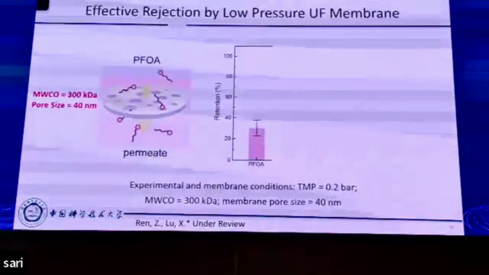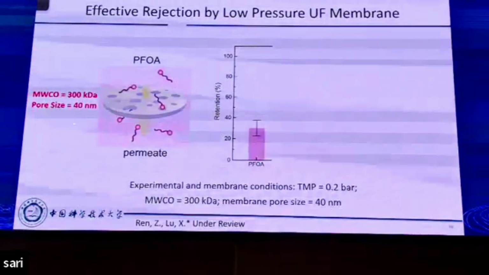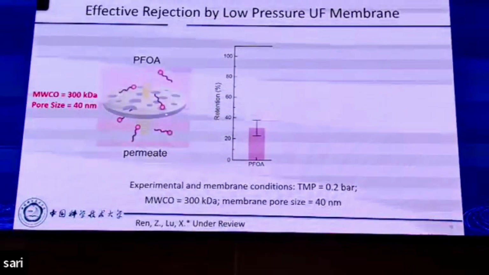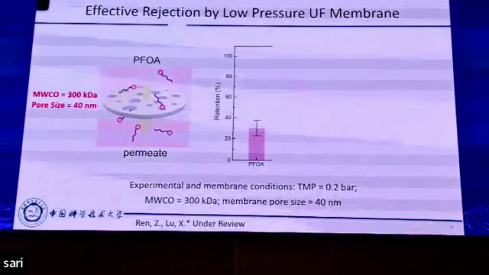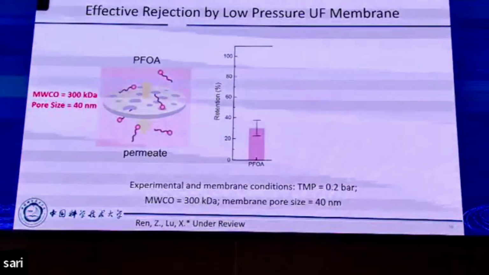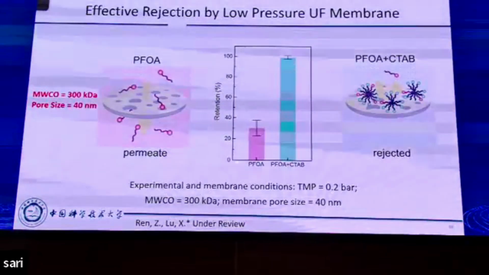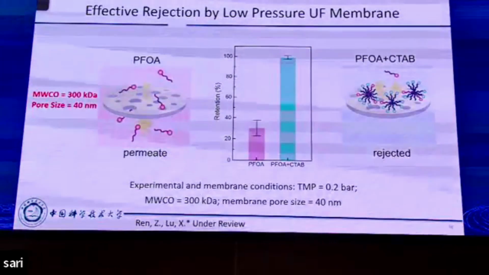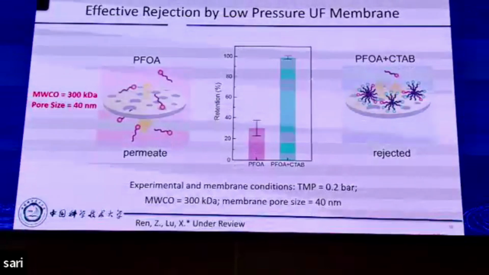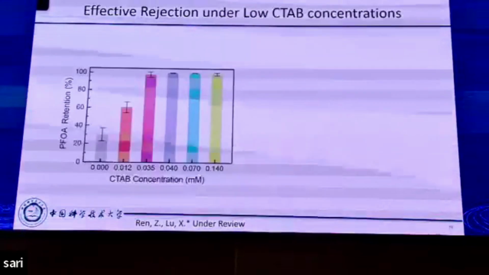So the next thing we want to evaluate is their rejection. We also select a membrane. This time we use an even larger size membrane, with a pore size of around 40 nanometers. In this case, what we expect is that PFOA still cannot be effectively rejected. There is some rejection, which I largely attribute to an adsorption effect. If we further add CTAB to the system, we achieve around 100% rejection. This is an indication that they form large aggregates in the solution, and that's the reason they can be effectively rejected.